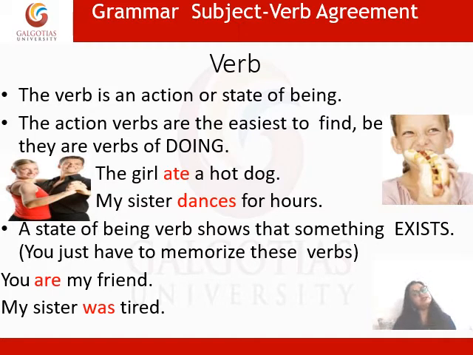Action verbs are the easiest to find because they are the verbs of doing. The girl ate a hot dog. Who ate a hot dog? The girl. And what did she do? She ate a hot dog. So the doing here is ate. Ate is a verb. My sister dances for hours. So dances here is a verb.